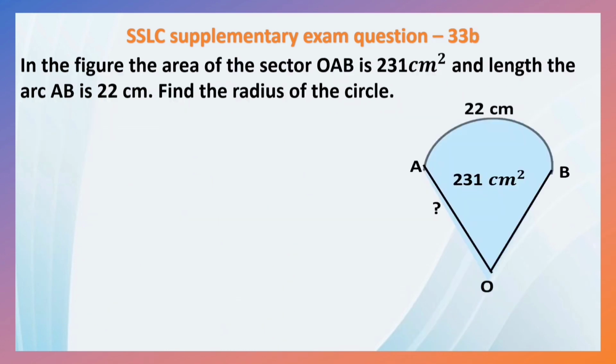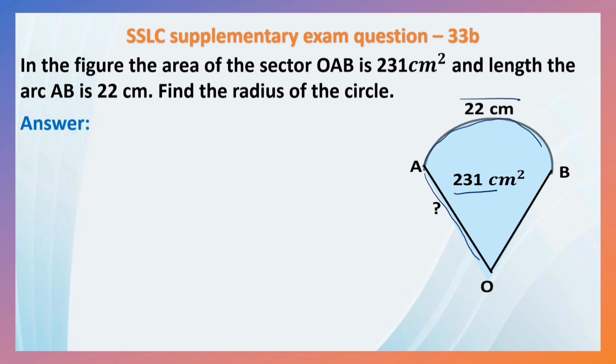In the figure, the area of the sector OAB is 231 centimeter square and the length of the arc AB is 22 centimeter. Find the radius of the circle. Means we have to find the distance AO.